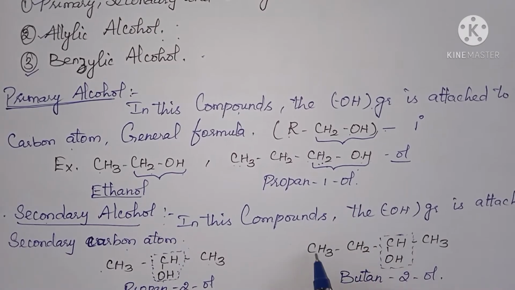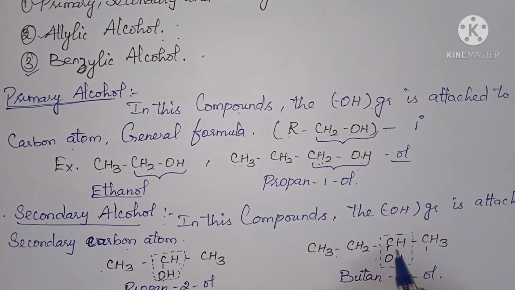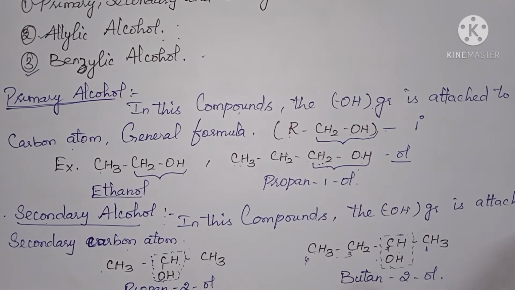Okay, now the next one: 1, 2, 3, 4. Of course, 4 means butane, you know very well. So how can you identify it? You have to check where to put the number. Where you have to put the number 1 is from wherever the OH group is nearer. Here the carbons are 1, 2, 3, 4. Anyway, 4 carbons are there, but the hydroxyl group is attached to the second carbon. So butan-2-ol. This is the way you have to mention it.